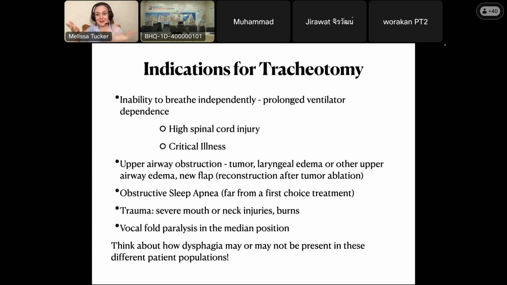This being a very heterogeneous patient population, I would like us to start thinking already at this point in the presentation about how dysphagia may or may not be present in these different patient populations, not necessarily due to the tracheotomy, but because of these conditions that prompted the tracheotomy in the first place.